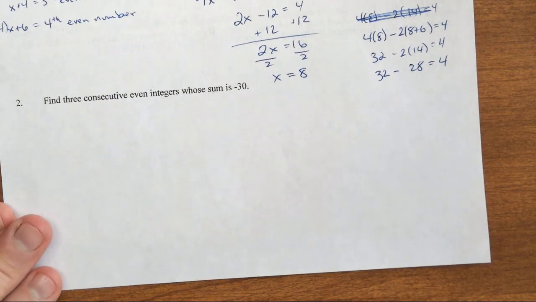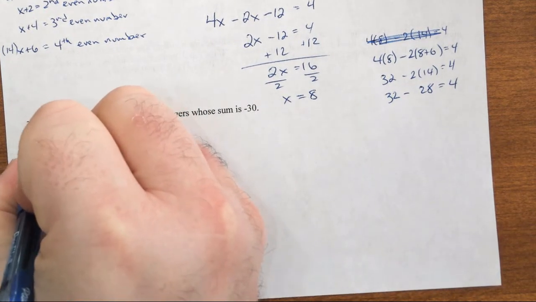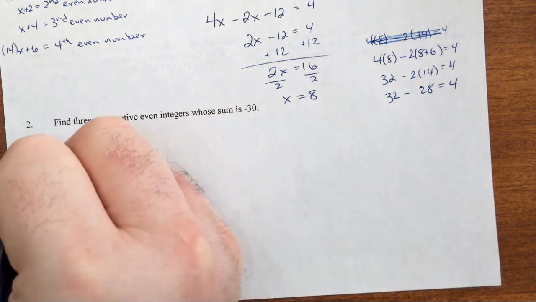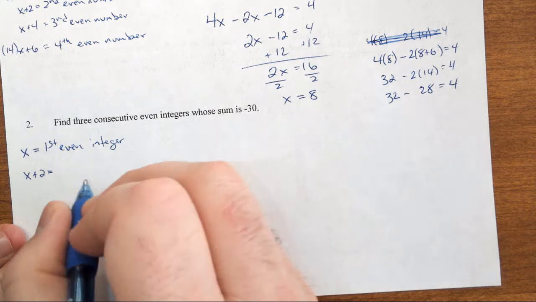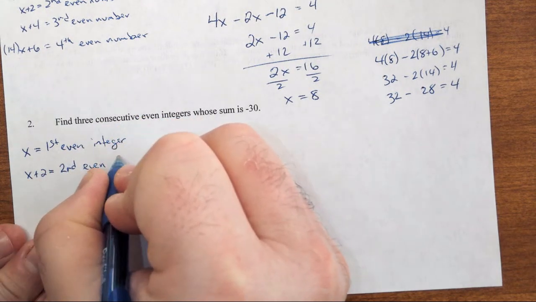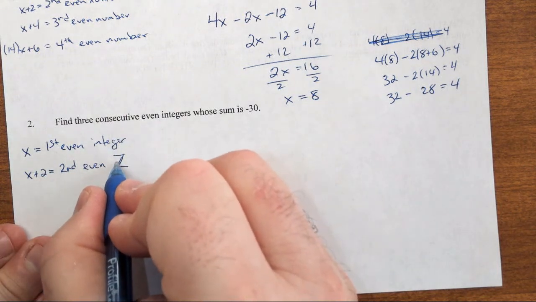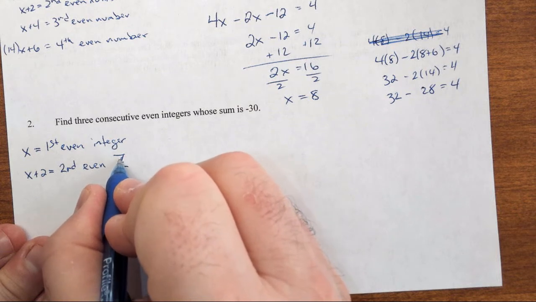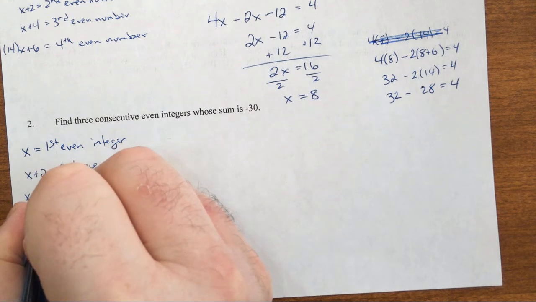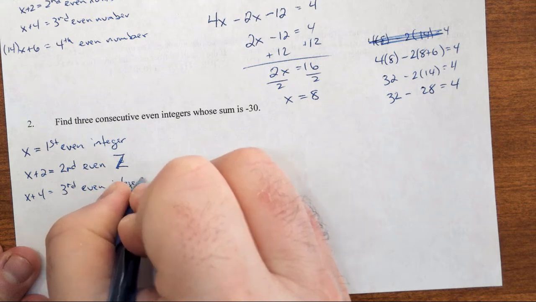3 consecutive even integers whose sum is negative 30. So x is equal to the first even integer, x plus 2 then, because it's even, so we want to skip one. So is the second even, and by the way, the symbol for integer looks like this, okay? It's a z, and it's got an extra bar in there. You might even see a little line going through the middle, but if you want to use that, go ahead. And then x plus 4 is equal to the third even integer, but it's really not that long to write the word out.